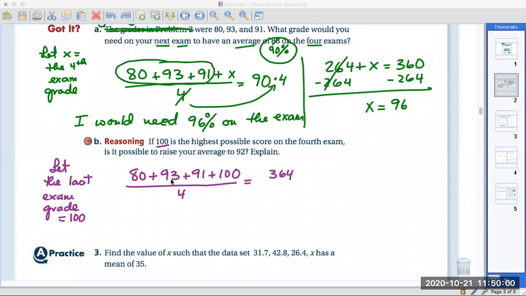Do it yourself, use your calculator. Don't trust me, that's another thing. Sometimes you must do these twice just to make sure. And I only did it once. 364 divided by 4 is 91. So that's the highest you can ever get. So no. No, the highest class average or overall average could be 91.